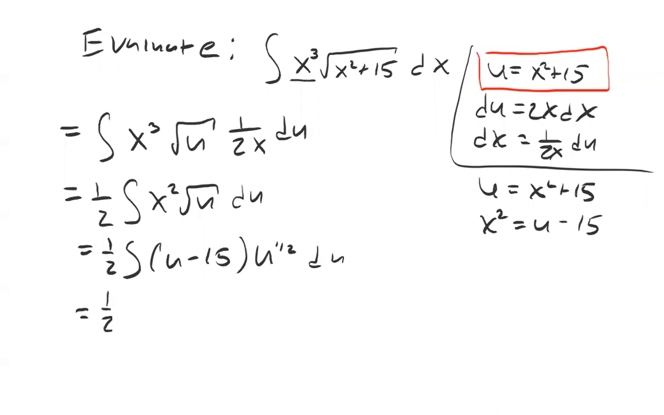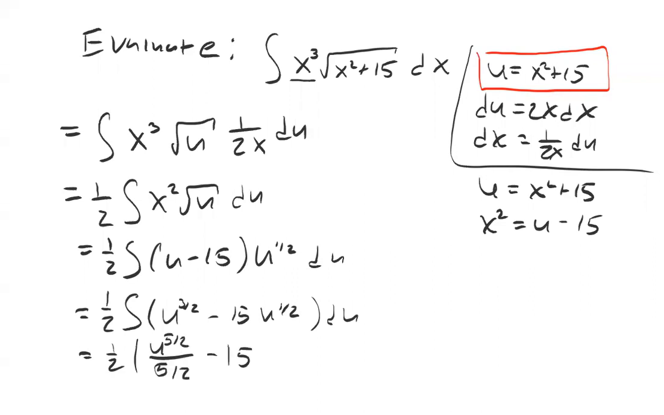This is then 1/2 the integral. So if I distribute this, u to the 3 halves minus 15 u to the 1/2 du. And integrating, I'm going to get u to the 5/2 divided by 5/2 minus 15 u to the 3/2 divided by 3/2 plus a constant of integration. So I'm going through this kind of quickly. Let me make sure that I haven't made any mistakes. No, everything seems okay. So let's go on to the next page.